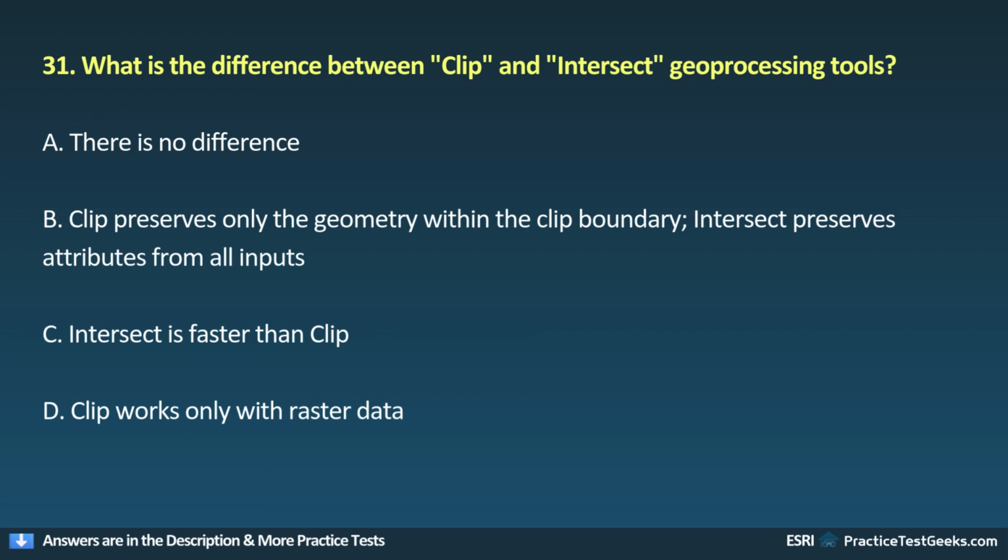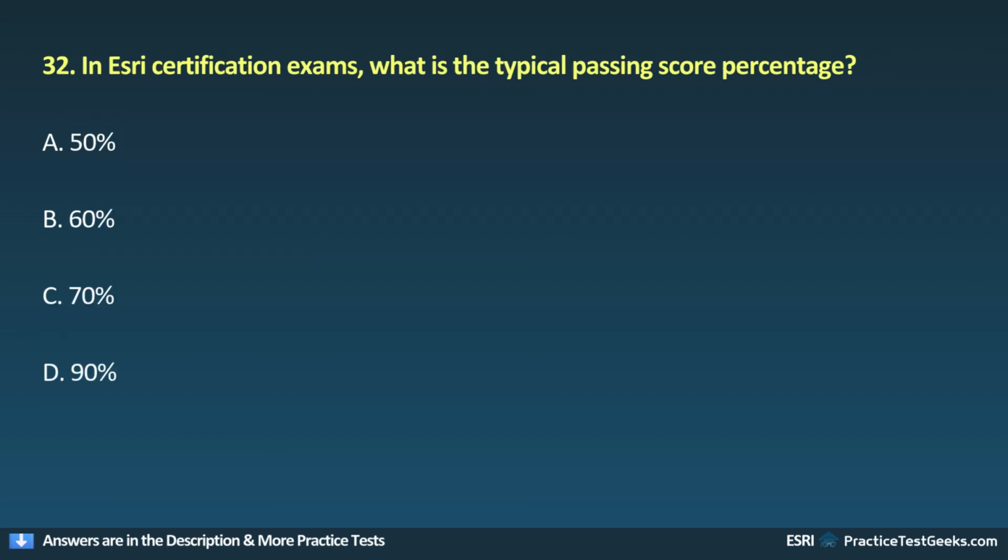31. What is the difference between clip and intersect geoprocessing tools? A. There is no difference. B. Clip preserves only the geometry within the clip boundary. Intersect preserves attributes from all inputs. C. Intersect is faster than clip. D. Clip works only with raster data.